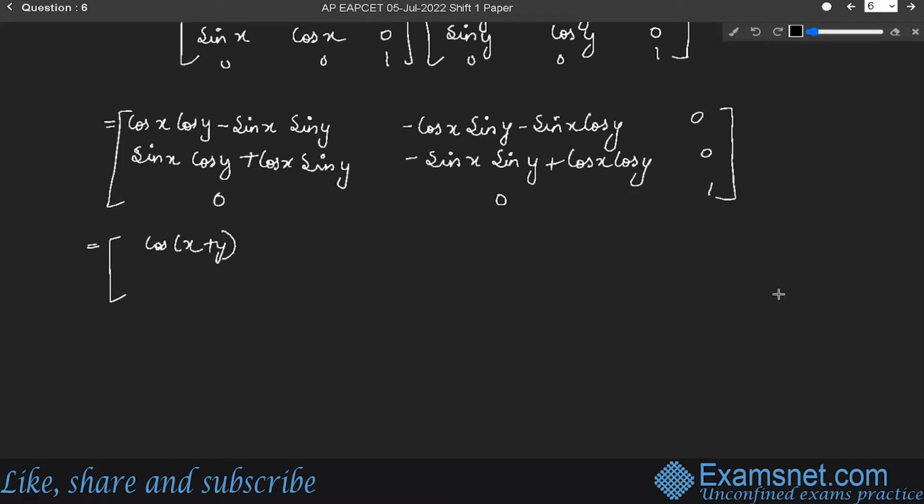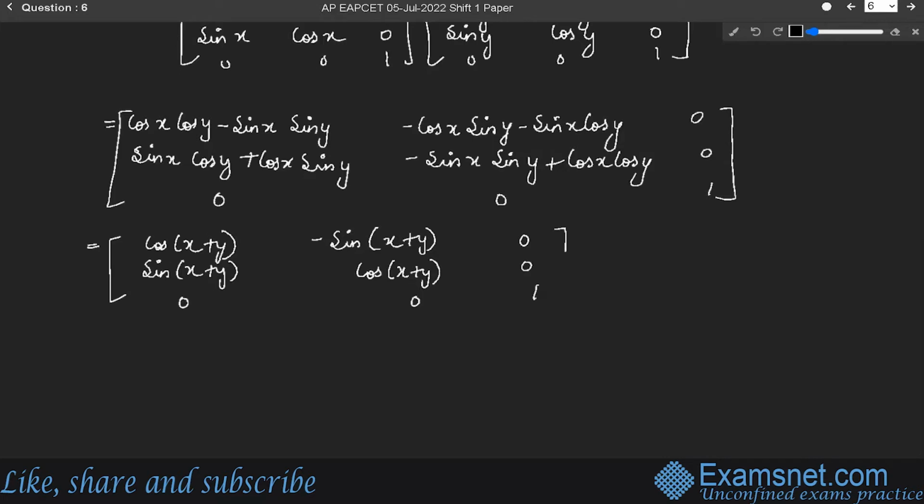Second term is minus cos A sin B minus sin A cos B. So it will be minus of sin of A plus B, which is x plus y, and 0. sin A cos B plus cos A sin B is sin of A plus B. Here A is x and B is y. Minus sin x sin y plus cos x cos y is cos of x plus y, and 0, 0, 0 and 1.